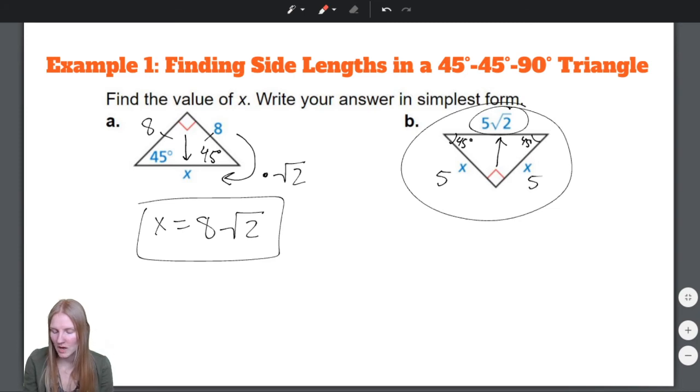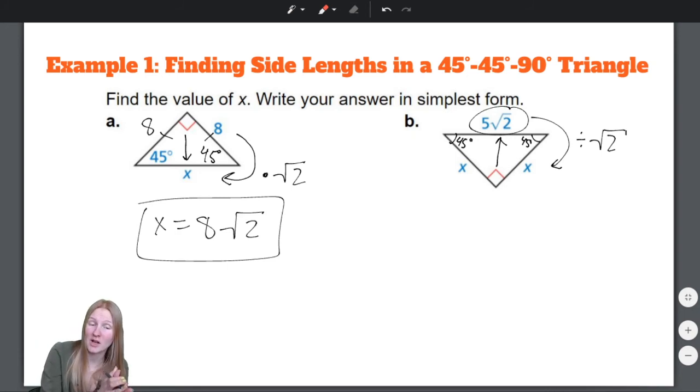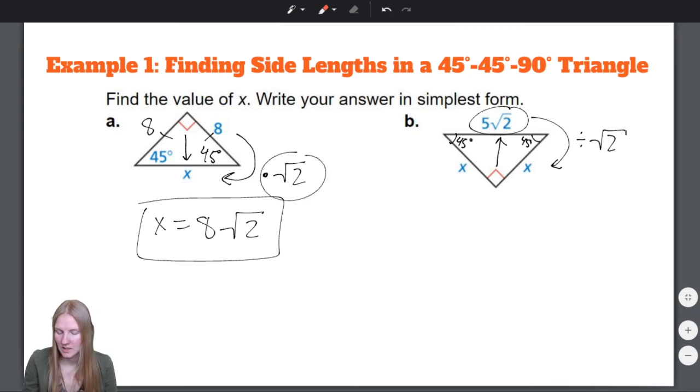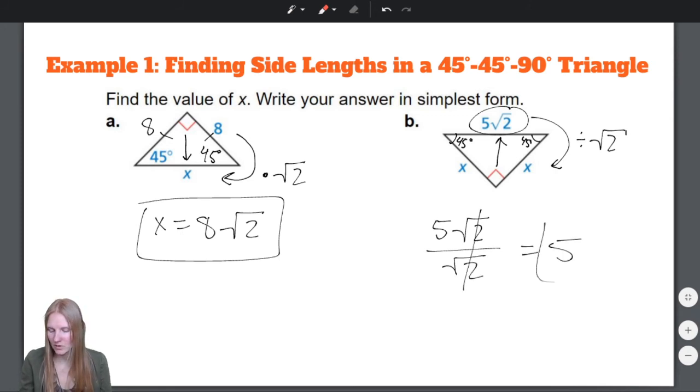The legs are one number, and the hypotenuse is just the square root of 2 times that number. So, in order to get my legs, I need to divide by the square root of 2. Because I have the hypotenuse and I'm trying to find the leg. If I have the leg, I multiply by the square root of 2 to find the hypotenuse. If I'm going the other way, if I have the hypotenuse but I'm trying to find the leg, I'm going to do the opposite of multiply by the square root of 2, which is divide by the square root of 2. So 5 times the square root of 2 divided by the square root of 2. The square root of 2 just cancels out and we get 5. So x equals 5.